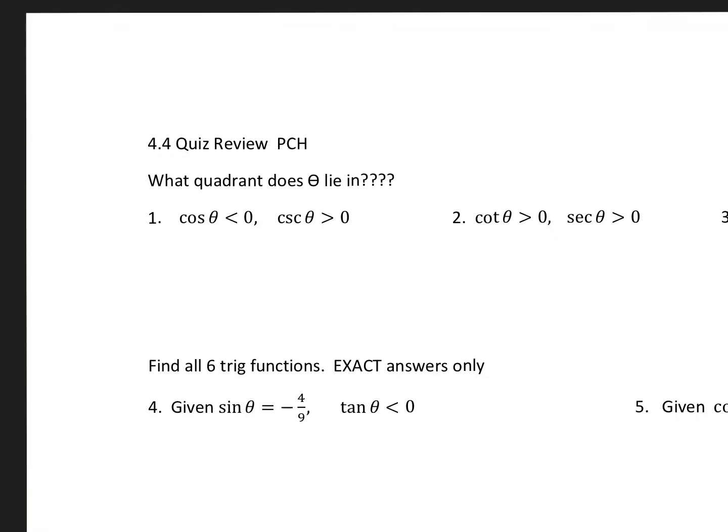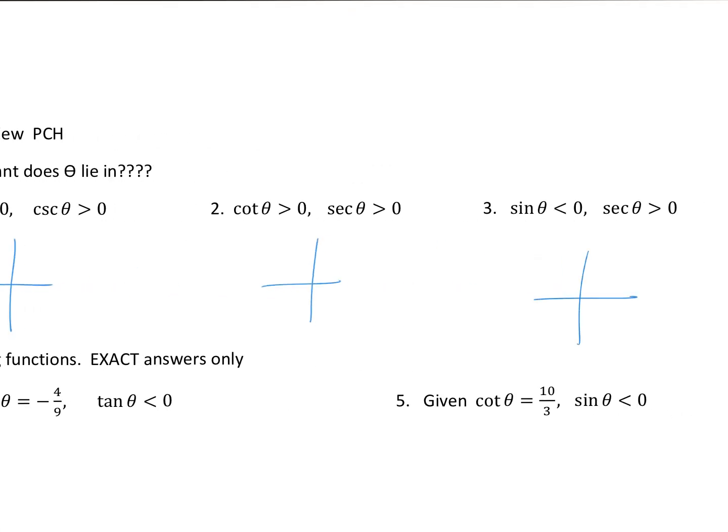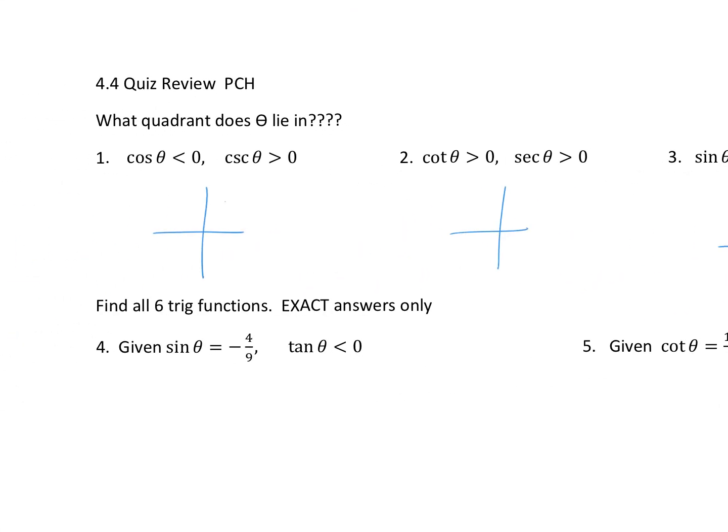When you're asked what quadrant that theta lies in, we're going to use our mnemonic device. This is how you would show me work. All students take calculus. What this means is in quadrant 1, every single trig function and its reciprocal are positive. In quadrant 2, what's positive? Sine and cosecant. In quadrant 3, what's positive? Tangent and cotangent. And then in quadrant 4, what's positive? Cosine and its reciprocal, secant.